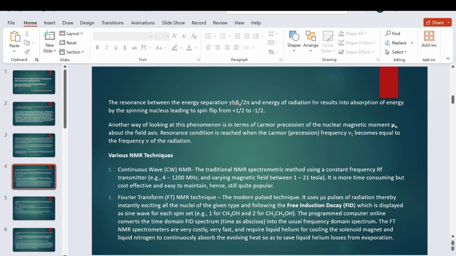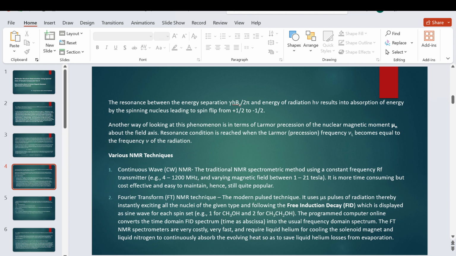Another way of looking at this phenomenon is in terms of Larmor precession of the nuclear magnetic moment about the field axis. Resonance condition is reached when the Larmor precession frequency nu L becomes equal to the frequency nu of the radiation. Now we talk about various NMR techniques. So many modern techniques have been developed. We will name few of them.